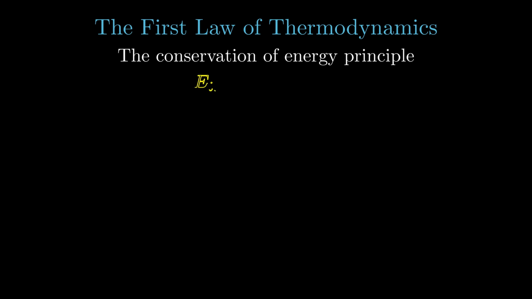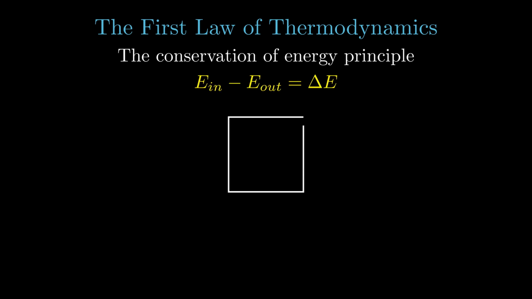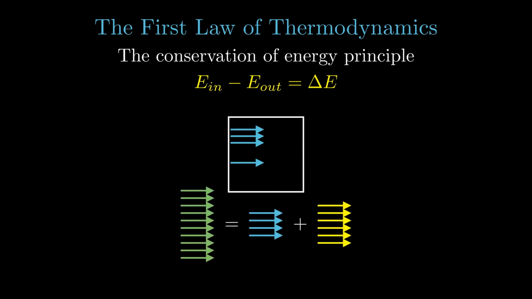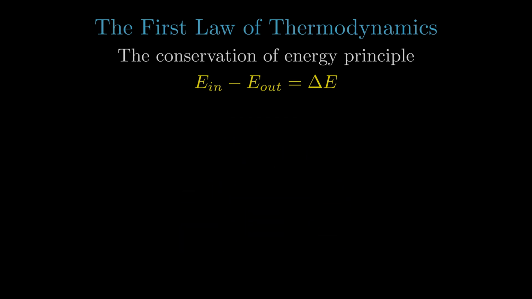The first law of thermodynamics is the conservation of energy principle. It means the energy entering a system equals the energy stored in it plus the energy that leaves. Surely I have represented energy by arrows.